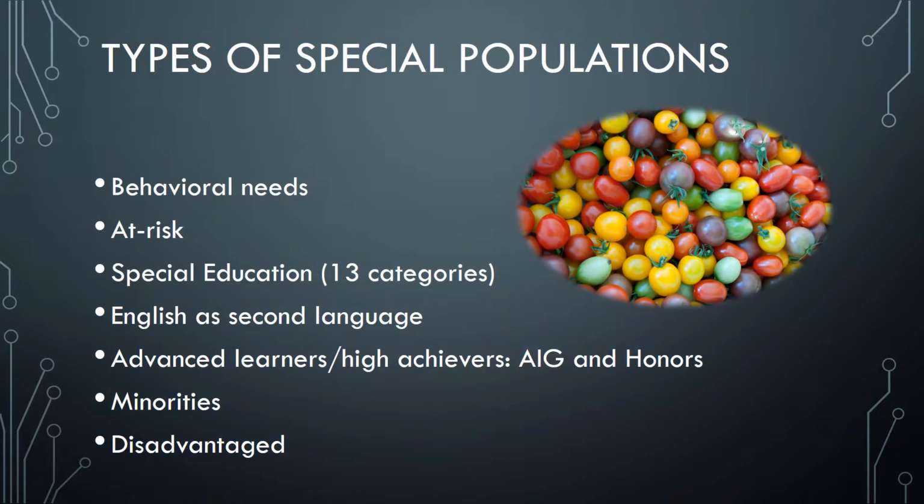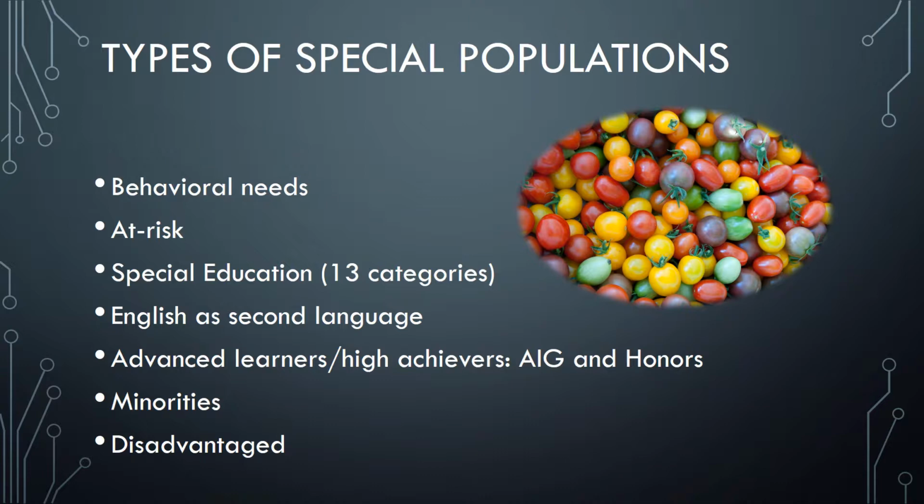The next thing is, what are special populations? There are many types of special populations. I happen to work with a few of these at the moment, so I have an understanding of what we're dealing with and how to approach this. First off, you have behavioral needs. These students may have oppositional defiance disorder. They may be on the autism spectrum. They may just not have had coping strategies growing up. There's a lot of things that can go on with those.